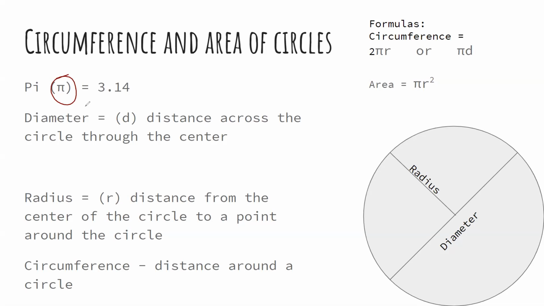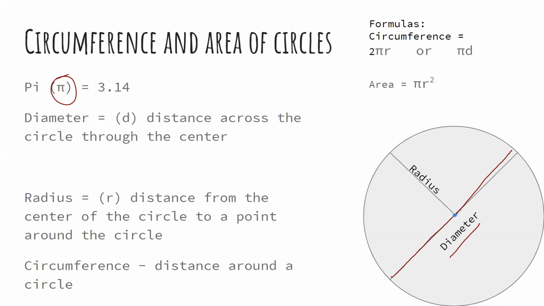Now we're actually going to use pi in formulas to find the area and also the circumference of a circle. So, a couple quick terms. Diameter, or if you see the letter D, means the distance through the circle, through the entire center of the circle. This line right here, all the way from one side to the other, is the diameter. And then the radius, or if you see R, is just the distance from the center of the circle.